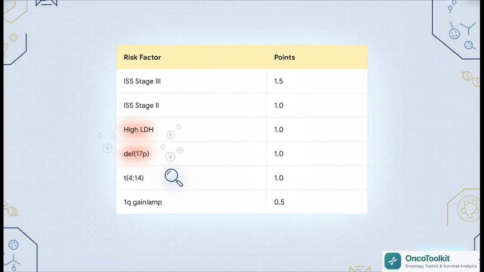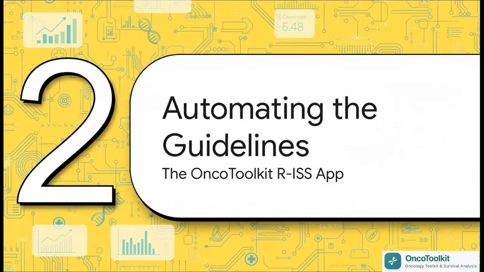So ISS stage 3 gets you 1.5 points. Things like high LDH or a deletion 17p are worth 1 point each. And a newer marker, 1q gain, that's worth half a point. You just add them all up, and that final score places a patient into one of 4 really distinct risk groups. So, we've just covered all these complex rules, the cutoffs, the different scoring systems that you'd normally have to go look up manually. Now, let's see how all of that clinical science gets packed into one powerful automated solution.